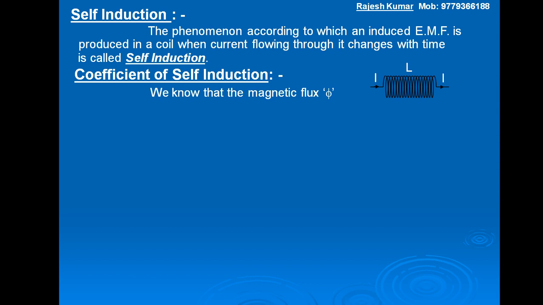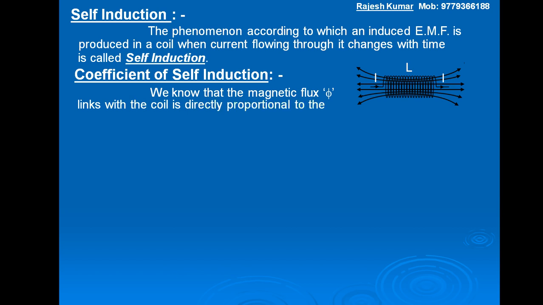We know that magnetic flux phi is linked with the coil. The magnetic flux phi linked with the coil is directly proportional to the current capital I flowing through it. Mathematically, phi is directly proportional to capital I, or phi is equal to capital L into capital I. Let it be equation number 1.